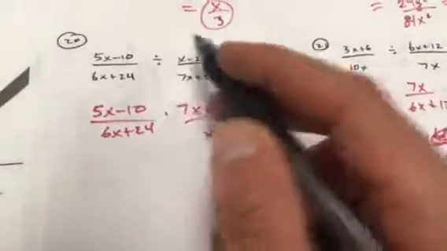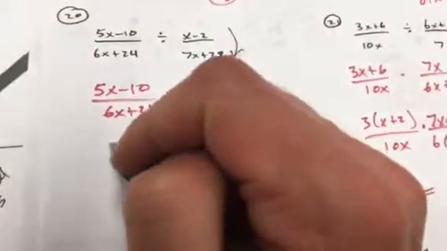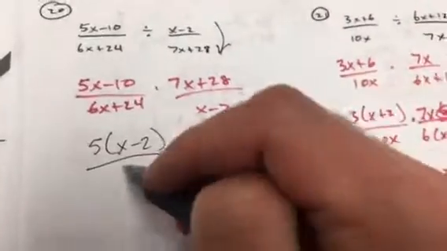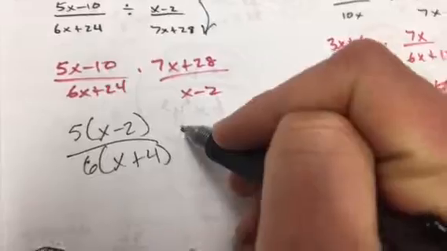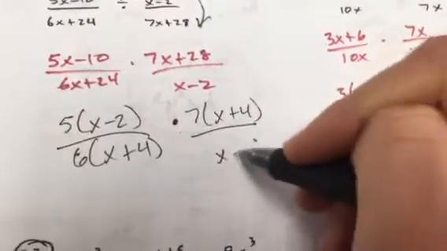Again, that one wasn't finished, so let's finish it here. Going to keep that first fraction. Instead, you're going to multiply it by the reciprocal, so flip it. What can you take away from 5x minus 10? You can take away a 5. What can you take away from 6x plus 24? Divide them both by 6. Times, you can take out a 7, leaving you with x plus 4 all over x minus 2.